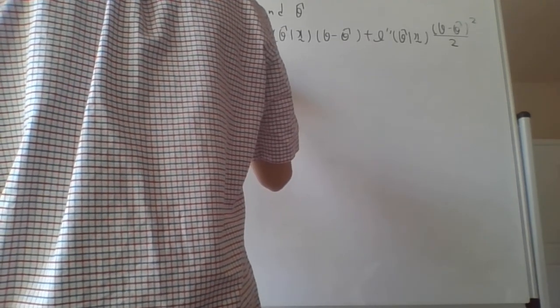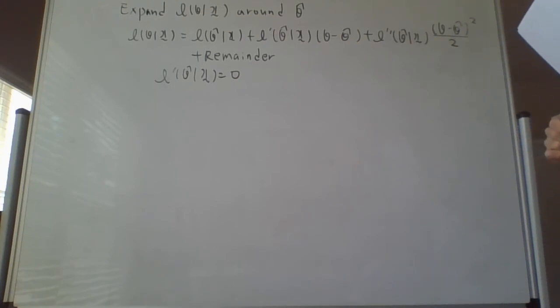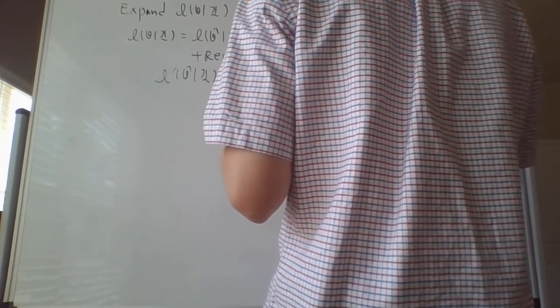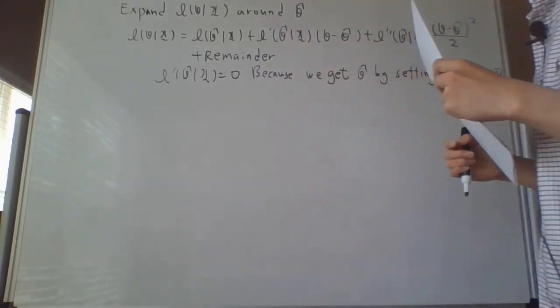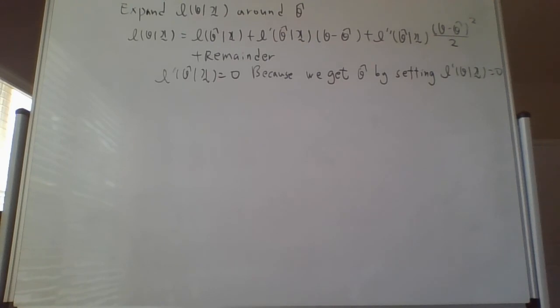Then we know that l prime of theta hat given x tilde is equal to 0, because we get theta hat by setting l prime of theta given x tilde equal to 0. If you remember, this is the score function. We get theta hat by setting this score function, the derivative of l of theta, equal to 0. So if you plug theta hat into this derivative of the log likelihood, we get 0.